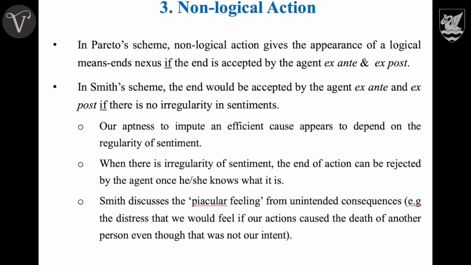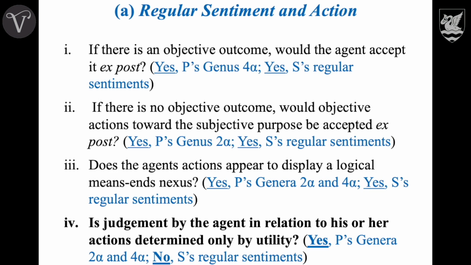This is particularly important because this leads to an irregularity of sentiment, because where you started from, your ex ante view is going to change when you get to the ex post circumstance. And so the outcome will have the appearance of being non-logical. Okay, so in regard to regular sentiments, in Pareto's category, genus 2 and genus 4, where sentiments are regular, there is the appearance of a means-ends nexus. If there is an objective outcome, it would be accepted, even though it's not strictly logical, that does not perfectly conform to the subjective intent. And if there's not a subjective outcome, it may not be.